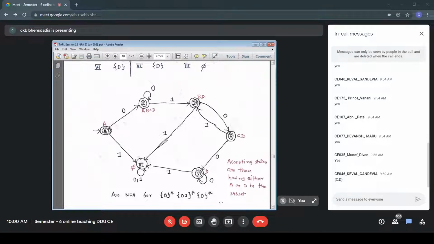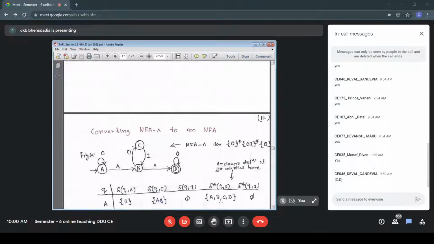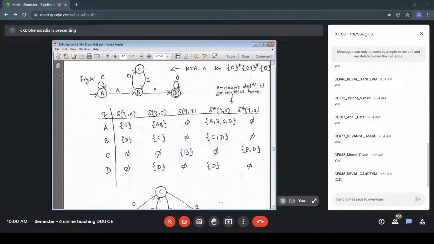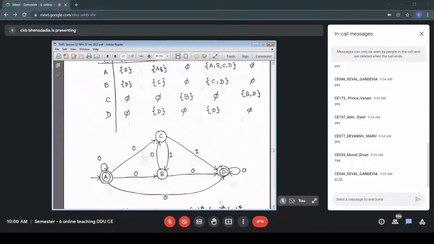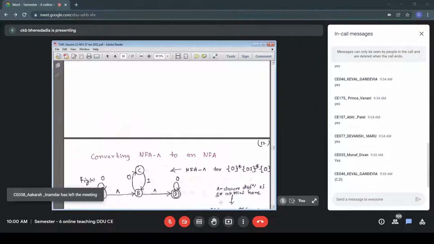This is my DFA, and how easy was our NFA. This was my NFA for the language 0 star, 0 1 star, 0 star. How much easier it was to construct the NFA compared to the DFA. The easiest thing to construct is the NFA for a given language.